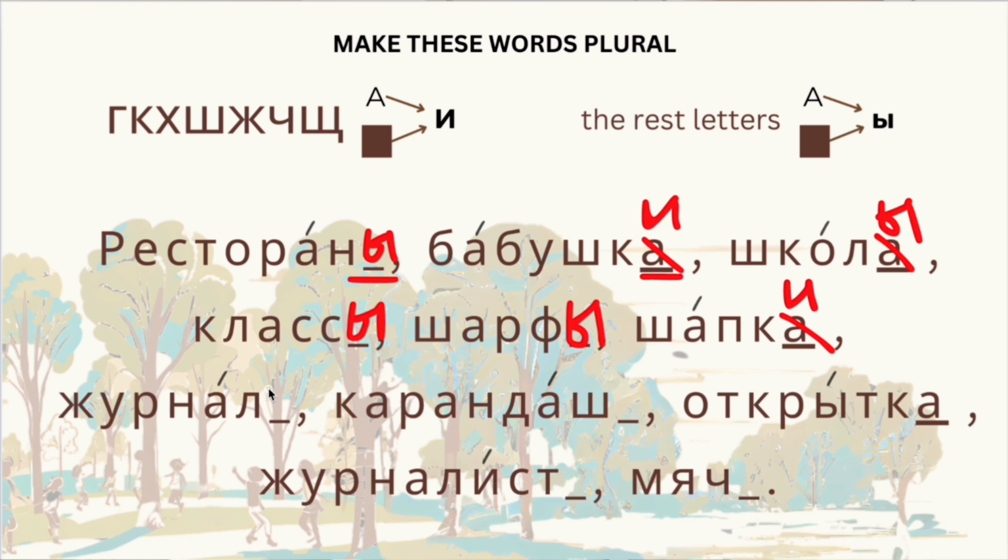Журнал, regular consonant, журналы. Карандаш, ш, карандаши. Открытка, к, открытки. Мяч, ч, not a regular consonant, мячи.